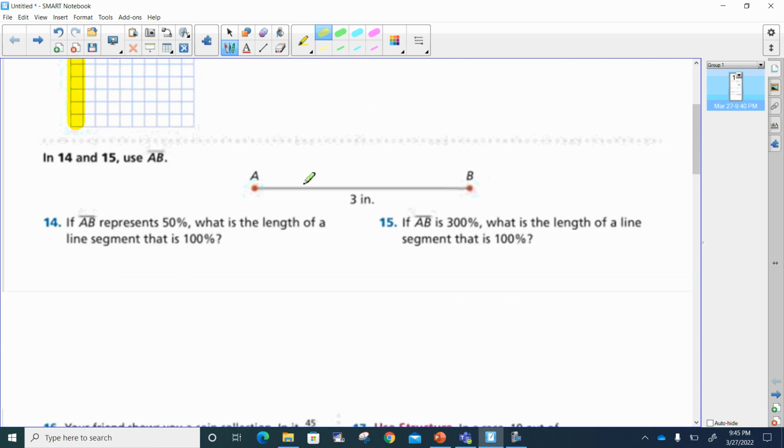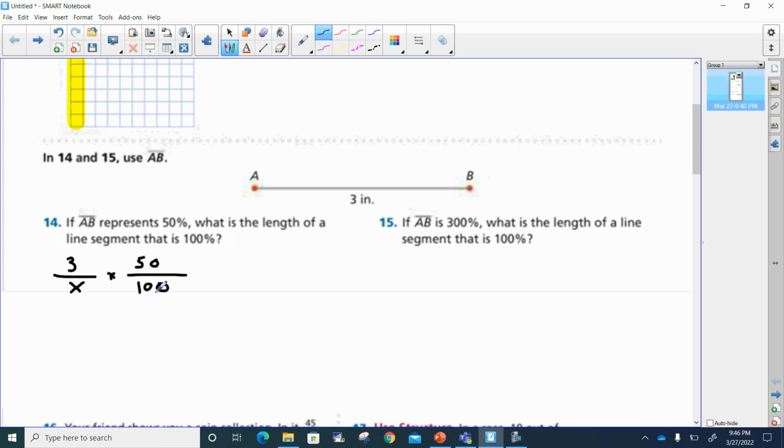Let's go to number 14 now. If AB represents 50%, what is the length of a line that is 100%? Well, I can go ahead and solve this pretty easy. Remember, we're going to cross multiply, and I've got 3, right? And it says, what is the length of the line, meaning, remember, it's always is over of. So this is going to be 3 over a number, and then 50% will be on top out of 100%. That means we're looking for x.